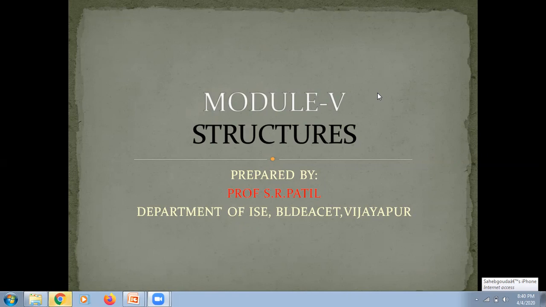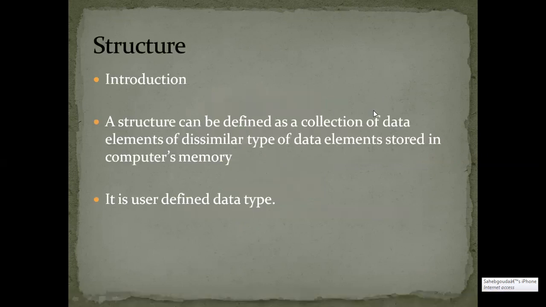So here, move on to the next slide. This is an introduction about structure. The structure can be defined as a collection of data elements of dissimilar data type. Remember this: array is the concept where the data type is similar, but structure is used for what? The collection of data elements of dissimilar type stored in a computer's memory.